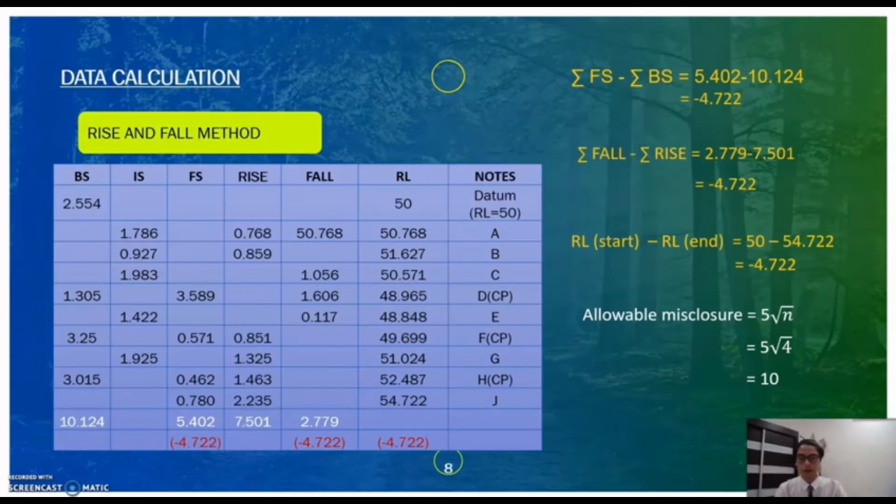Right now I'm going to continue with our presentation about the data calculation. As you can see on this slide, here is the rise and fall method table. All of these backside, intermediate side, and foresight values were taken from the original data collection table, which was presented by Muhammad Haziq just now. The differences between the rise and fall method table and the original data collection table are that we need to add the rise and fall columns as well as the reduced level column.